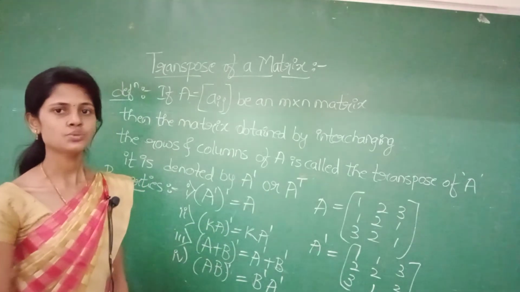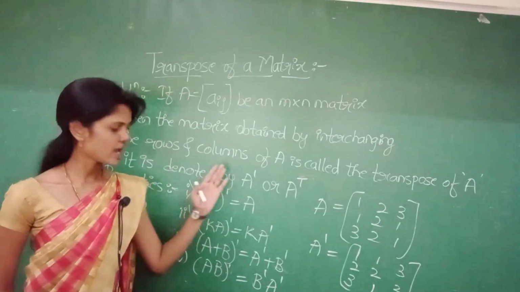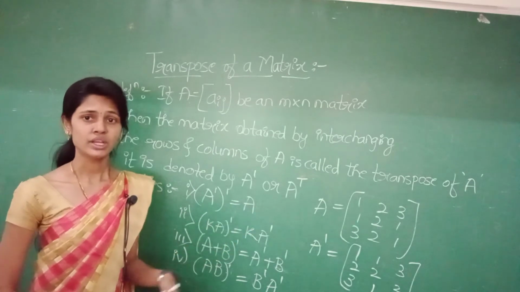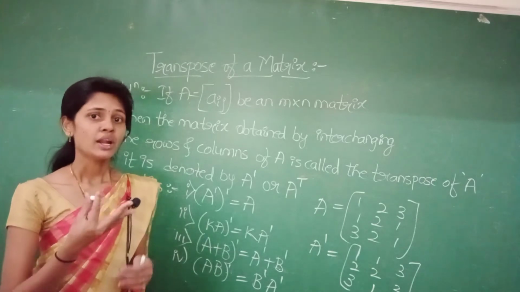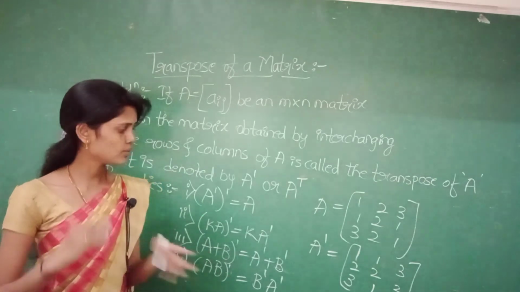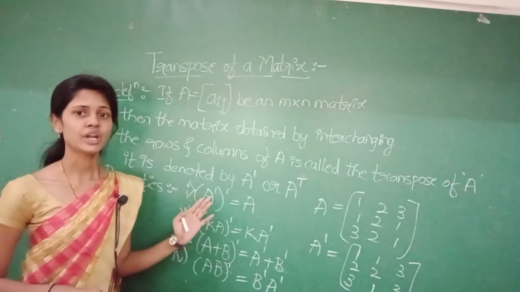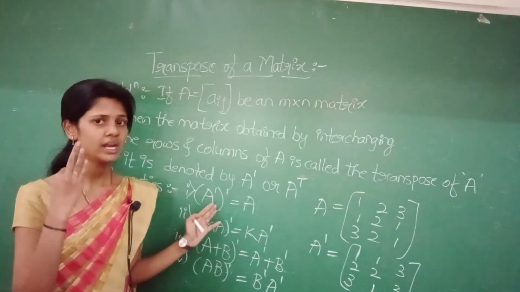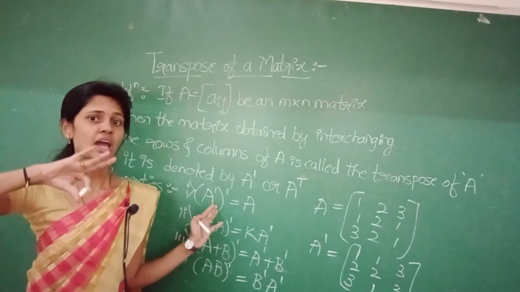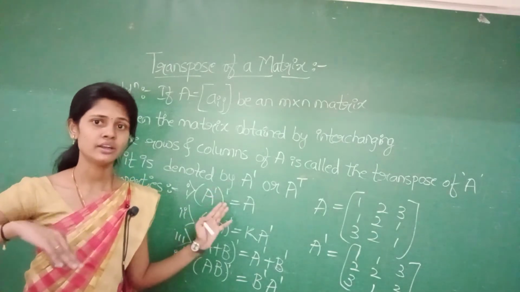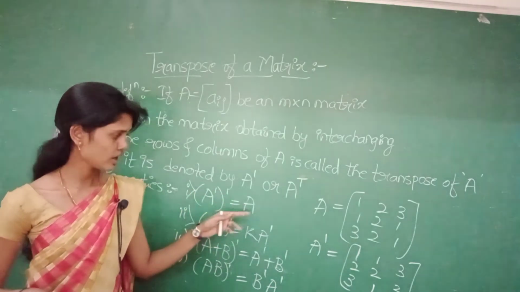And for the transpose of a matrix we have some properties. The first one: (A dash) whole dash is equal to A. That means if you transpose a given matrix, you get A dash, and if you transpose it once again, you get the original matrix A. Whenever you transpose a given matrix it will be A dash, and if you transpose it another time, it will be (A dash) whole dash, then the result is our original given matrix A, right?